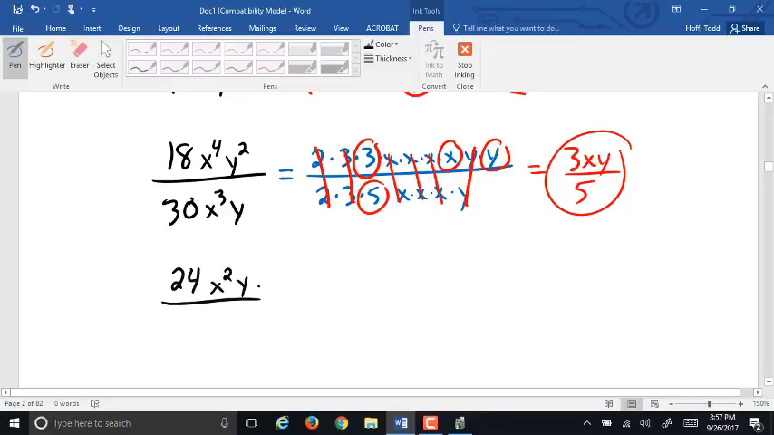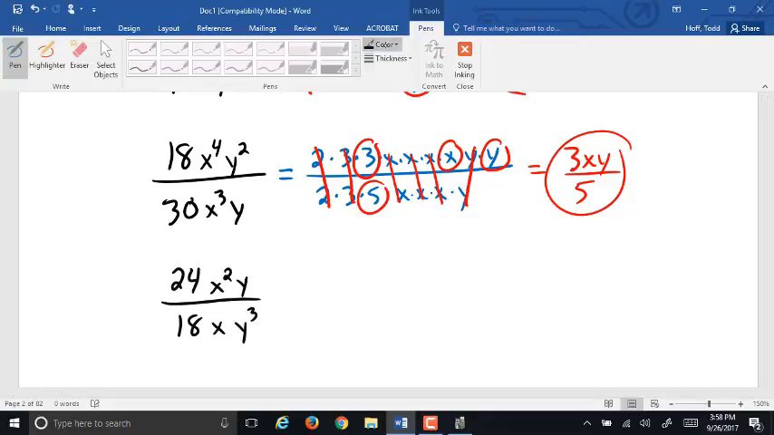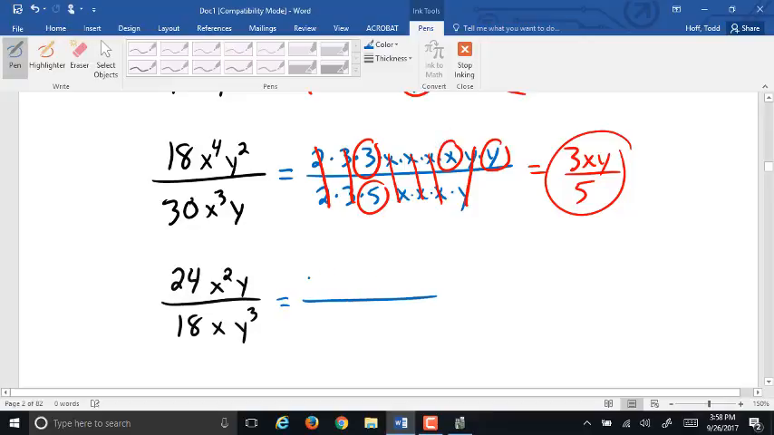We'll have 24x squared y over 18xy to the third. And when we factor those, 24 is 2 times 2 times 2 times 3. X squared becomes 2 x's, and then we have the y. 18 is 2 times 3 times 3. We have the x, and then we have 3 y's.